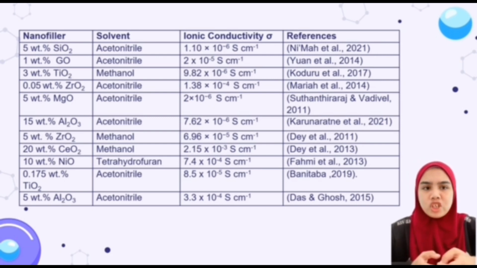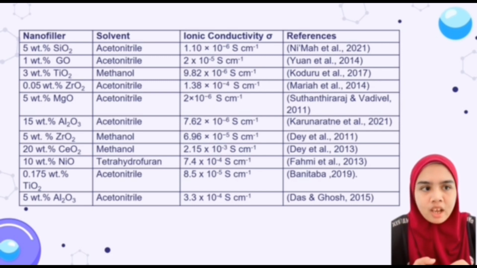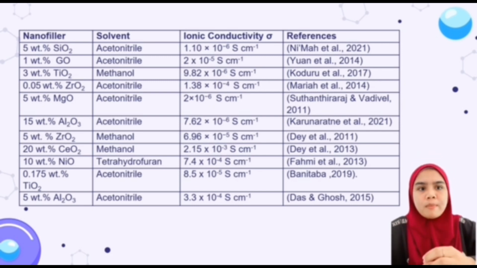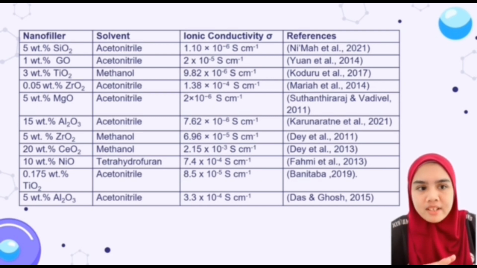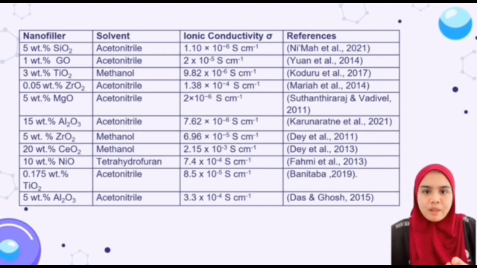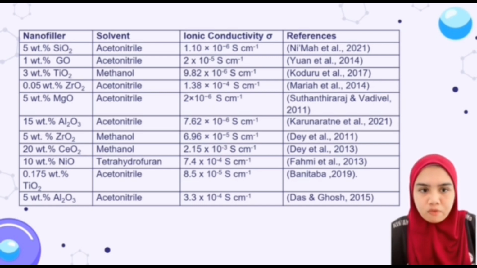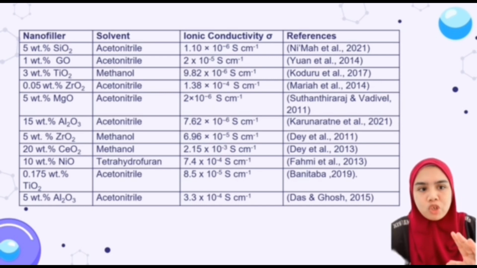Next, when 1% GO is added to PEO composite electrolyte, the ionic conductivity is 2 times 10 exponent negative 5. Third row shows the maximum ionic conductivity of PEO, PVP, and AlO4 composite electrolyte filled with 3% TiO2. The sample PEO system with 0.05 ZrO2 had the highest conductivity, 1.38 times 10 exponent negative 4. The sample containing 5% MgO had a maximum ambient temperature ionic conductivity value of 2 times 10 exponent negative 6.